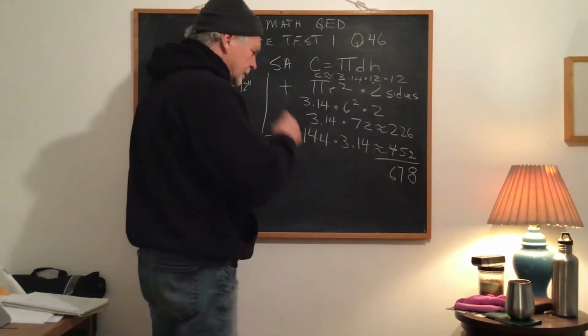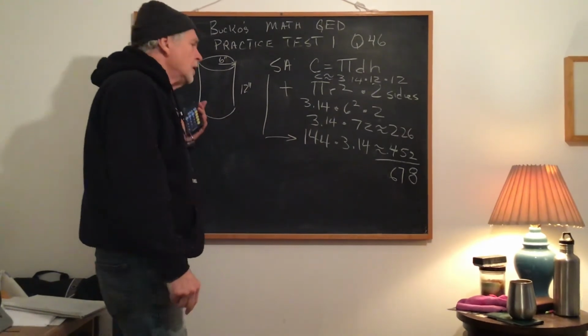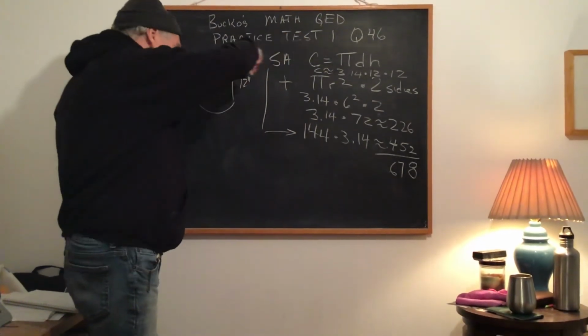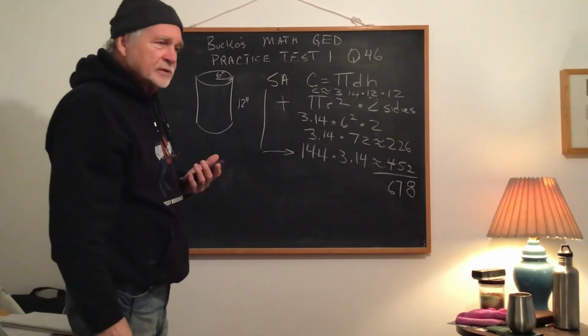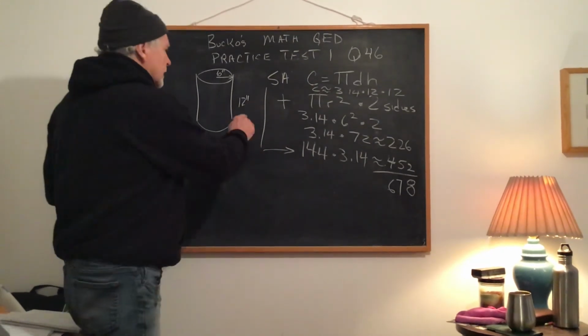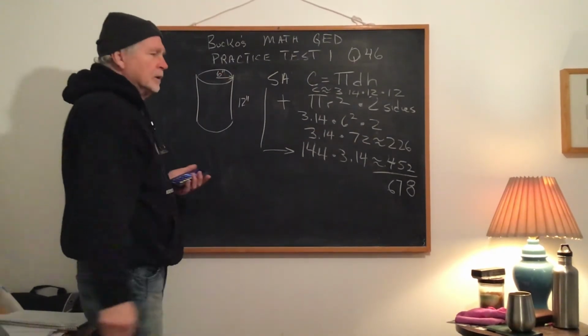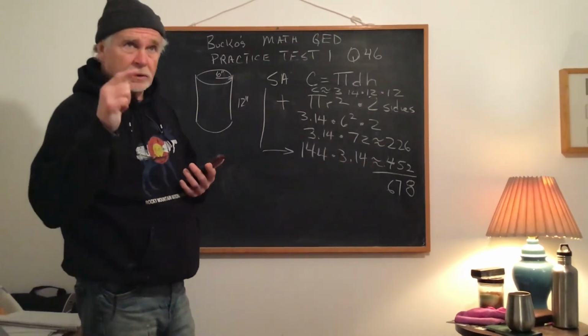So the volume of this, or no, the surface area, I'm sorry, the surface area of this, wrapping all the way around it, the top and the bottom, is 678 square inches. It wouldn't be cubed because that would be a volume. This is a surface area, so it's going to be in units squared.